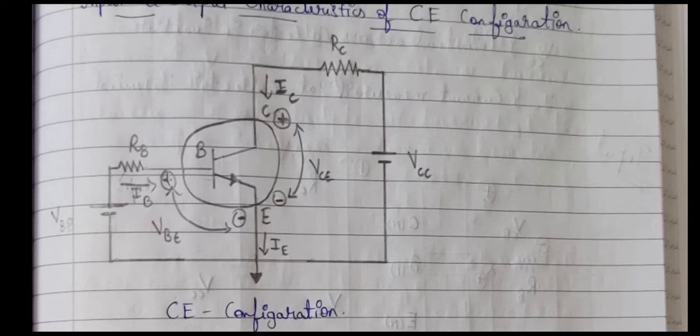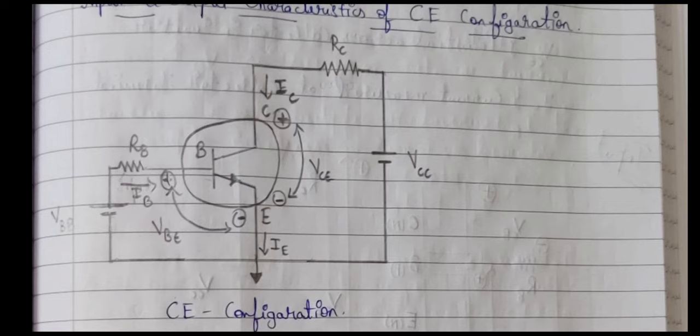has its positive terminal connected to the base junction, and the negative terminal connected to the emitter junction. On the other hand, we have VCC, which is the voltage source for the collector junction, and the positive terminal of VCC is connected to the collector junction, and the negative terminal is connected to the emitter junction. Altogether, the emitter junction is grounded. That is, IE is going towards the ground.